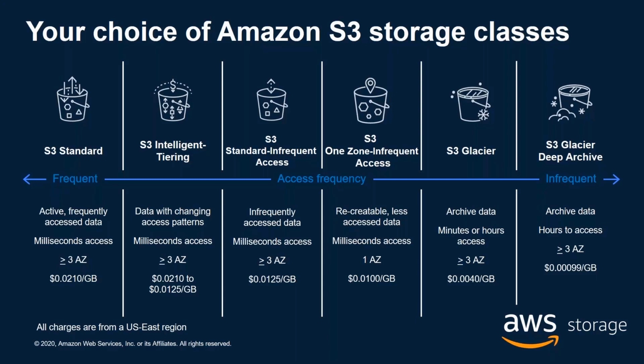On the right side of this slide, we have Glacier and Glacier Deep Archive. These are designed for archive data sets. They might be data sets stored for a longer period of time, and they're going to give you a lower price point. They're still stored in 3 or more availability zones. They're durably stored, and then it takes either minutes or hours to access the data.